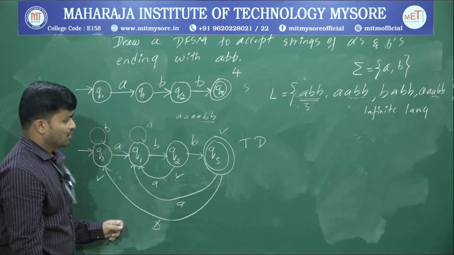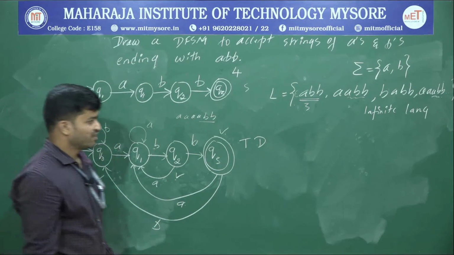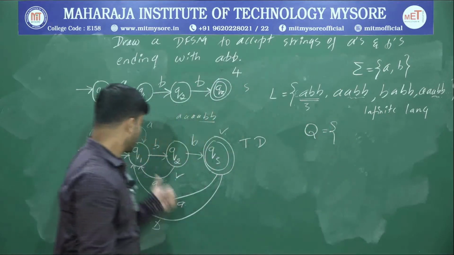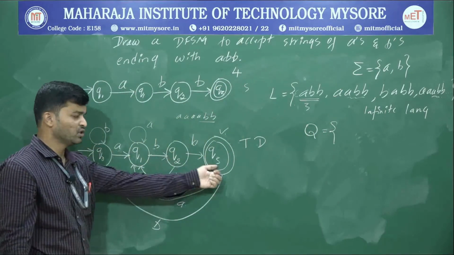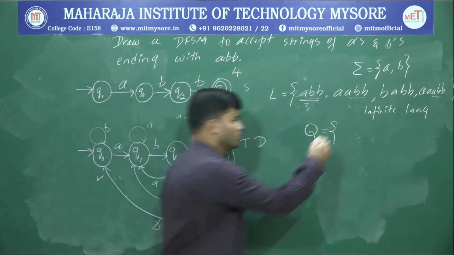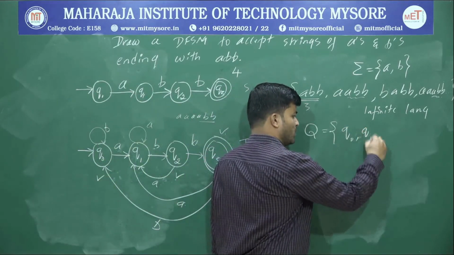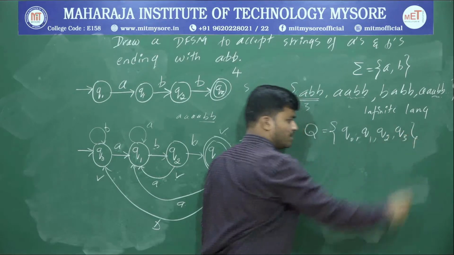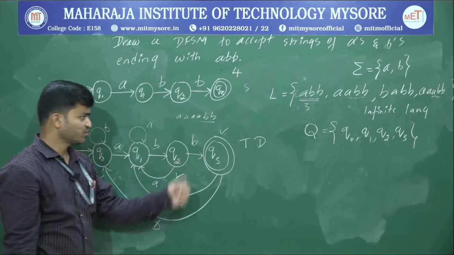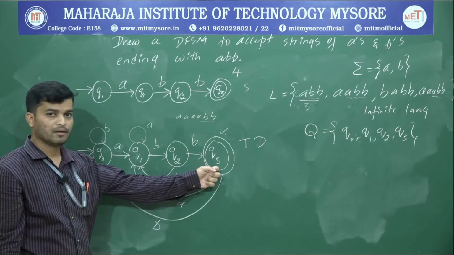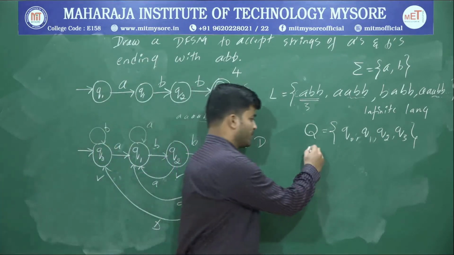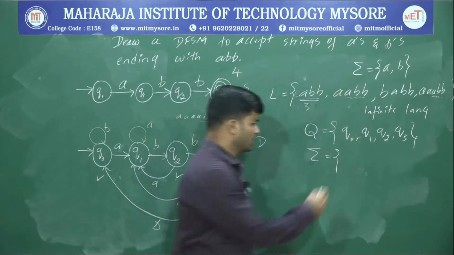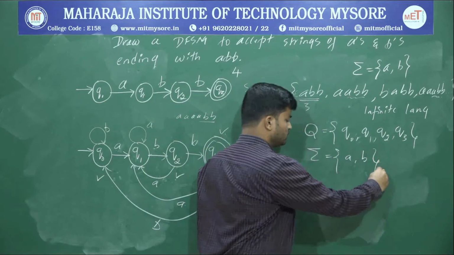Now I'll write all the 5 tuples. What's the first tuple? The first tuple is Q, the set of states from the given diagram: Q0, Q1, Q2, Q3. So 4 states, from Q0 to Q3. What is sigma? Sigma from the question is A comma B.